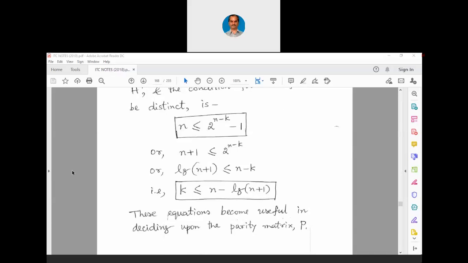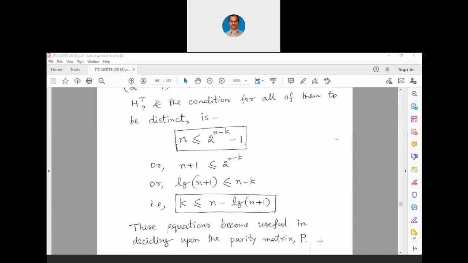Now these equations become useful in deciding upon the parity matrix P. As I told you, till now we did not worry much about the number of bits that should be present as check bits. We have been arbitrarily taking it as 3 and 3, totally 6. We had codes like 6, 3. The n used to be taken as 6, and the number of data bits was 3, and the number of check bits was also 3. But we did not discuss at that time the relationship between k and n. But now these equations become useful in deciding upon the parity matrix.